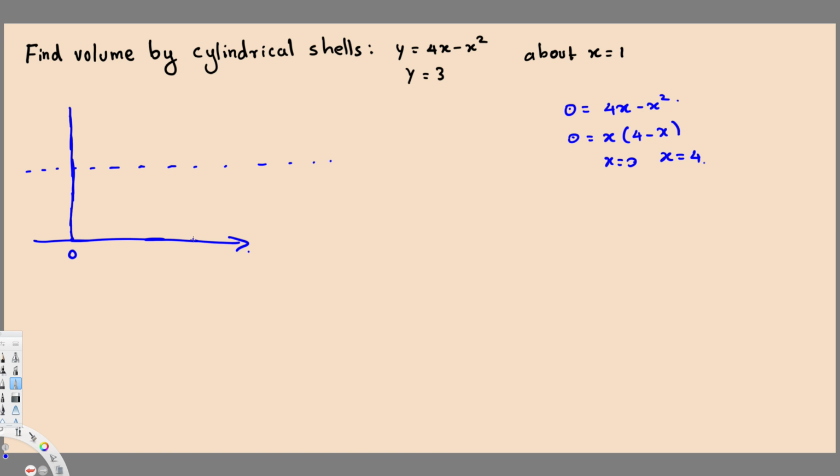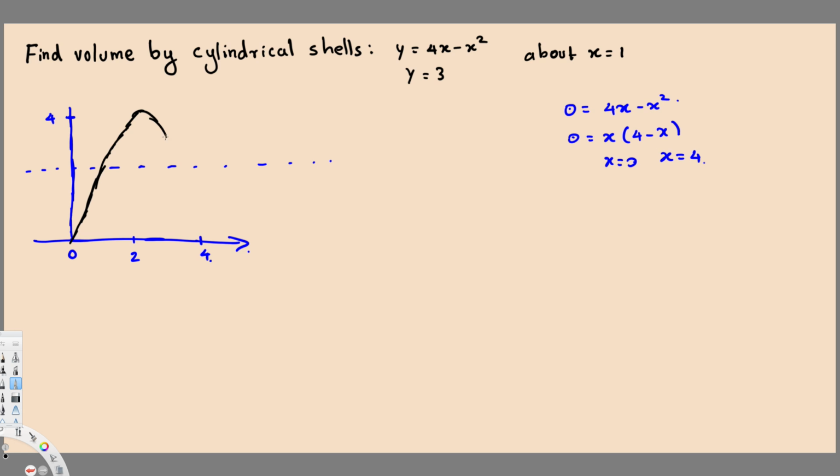So here we have 0 and 4, and half of it is going to be the vertex, right? Let's see what the vertex value is. 4 times 2 is 8, and 8 minus 2 squared, that is 8 minus 4, is actually 4. So the y value at this point is going to be 4. So let's draw the graph. Here the graph is going to look like this.